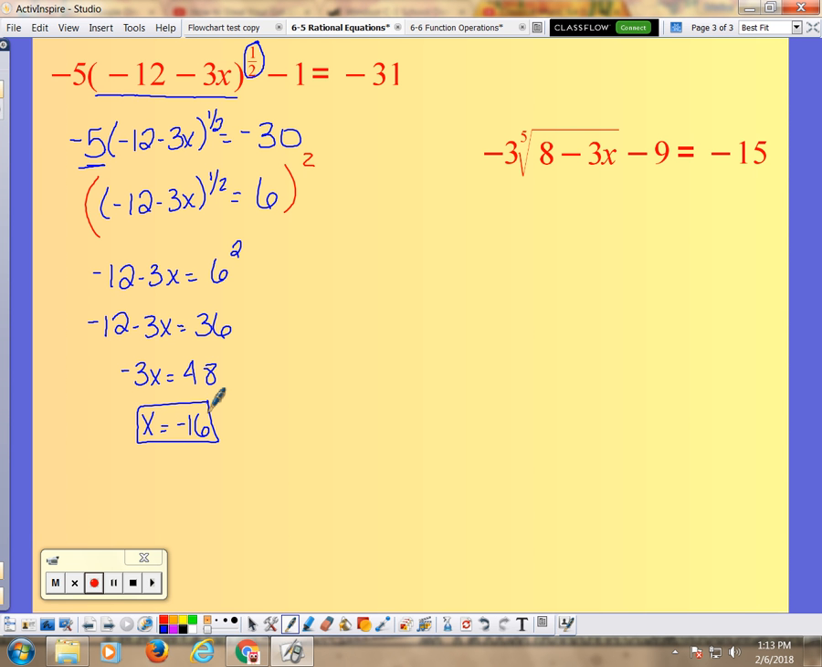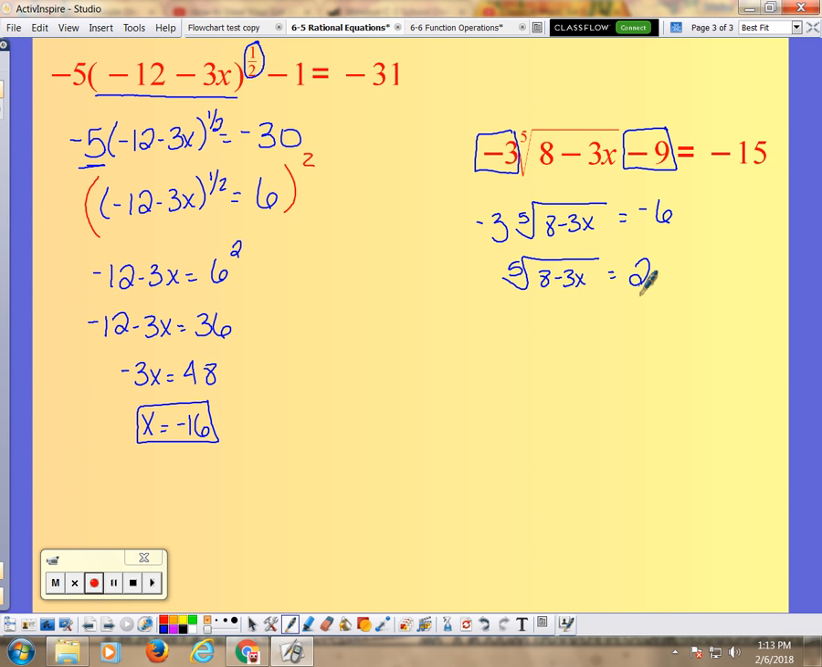All right, let's look at this guy over here. It's a 5th root. It's the same thing. I need to first get rid of all the stuff that's hanging out around it. So I need to get rid of this -9, and I'm ultimately then going to have to get rid of that -3. So the first thing I'm going to do is add 9 to the other side. Then I'm going to divide by -3.